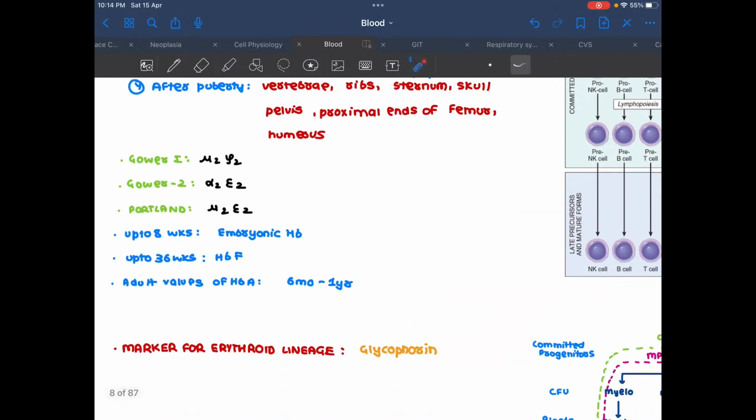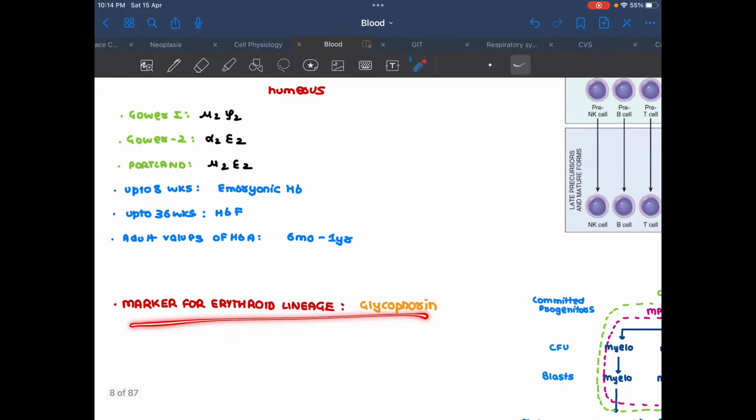Okay, so just remember up to 8 weeks we are going to see embryonic hemoglobin, and after 8 weeks it's going to form HbF till 36 weeks. Okay, so adult values of HbA जो है that's going to reach anywhere between 6 months से लेके 1 year. And that is the reason why we are studying it in thalassemia. जो उसकी presentation है in case of thalassemia major, it usually occurs after 6 months, but because उस time पे we have HbF. ठीक है, so that's an important thing.